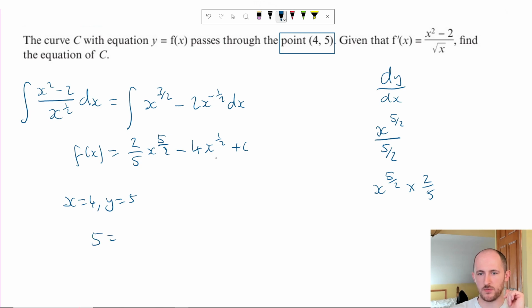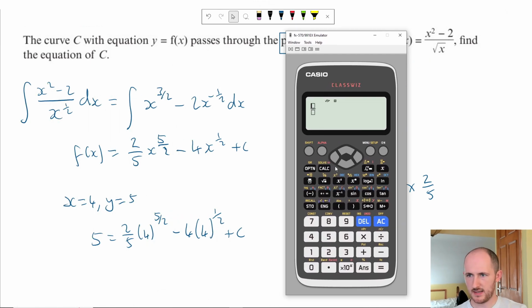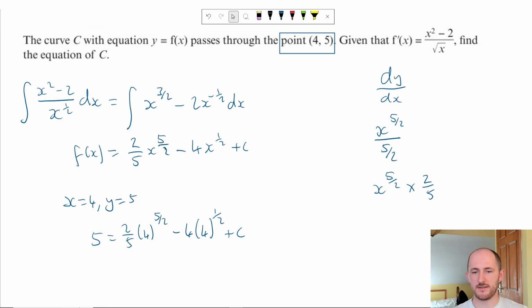So we get 5 equals 2/5 times 4 to the power of 5 over 2 minus 4 times 4 to the power of a half. Am I doing that right? Yeah, cool. Had a little brain fart there. Then I'll use my calculator to work out all that stuff because I'm lazy. And we have 2/5 times 4 to the power of 5 over 2, so 2.5, let's just call it, minus 4 times 4 to the power of 0.5, again that's a half. Gives me 24 over 5. So 5 equals 24 over 5 plus c.